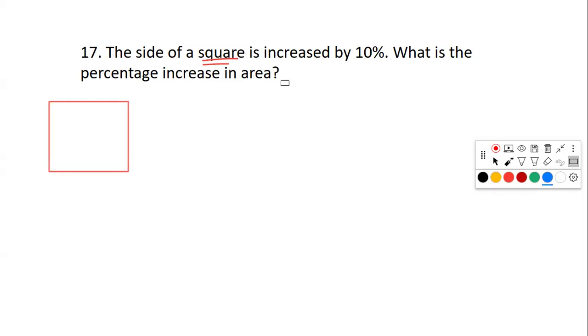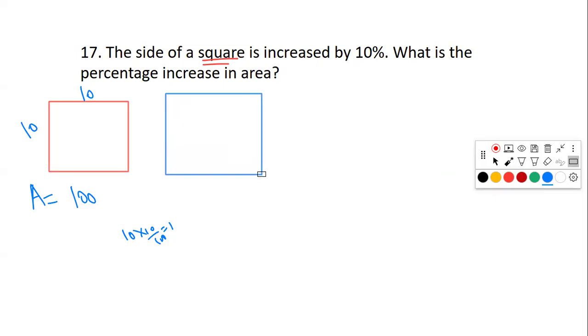Right. So let us take something easy to calculate. Sides are 10 and 10. What is the area now? Side into side, which is 100. The side of a square is increased by 10%. So on 10, if I calculate 10%, it is going to be 1. So what will be my new square then? It is 11 and 11.